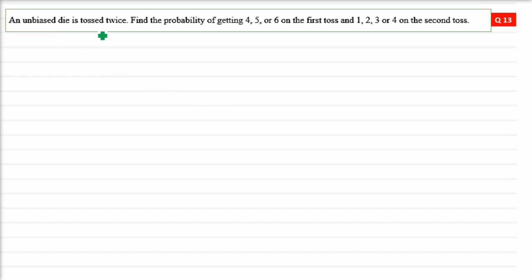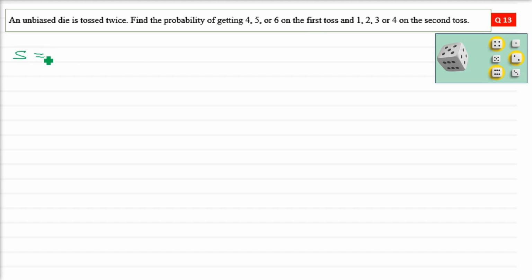An unbiased die is tossed twice. Find the probability of getting 4, 5, 6 on the first toss and 1, 2, 3, 4 on the second toss. So the sample space is quite known to you. I already told you how to write it.